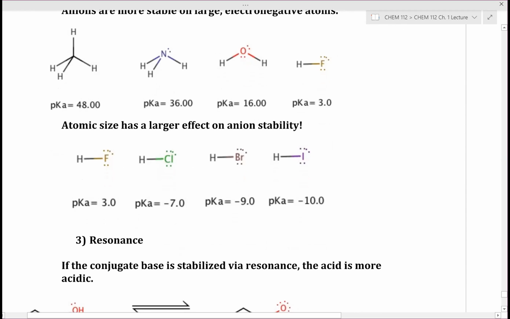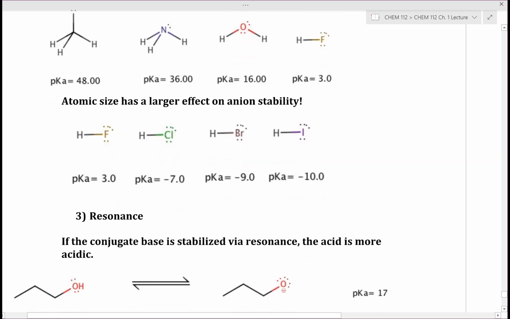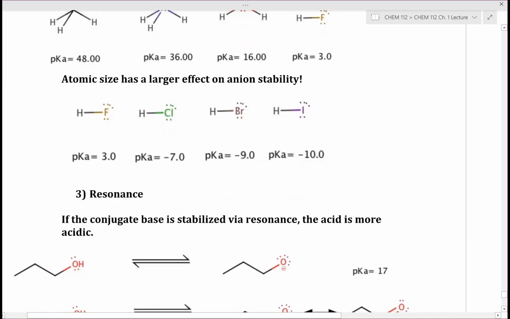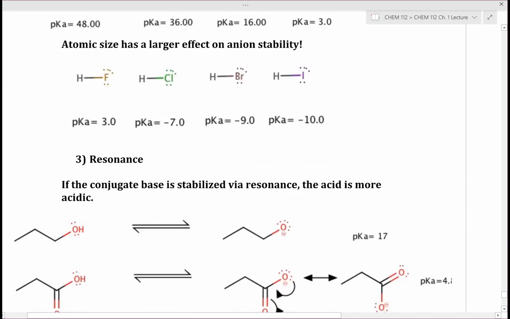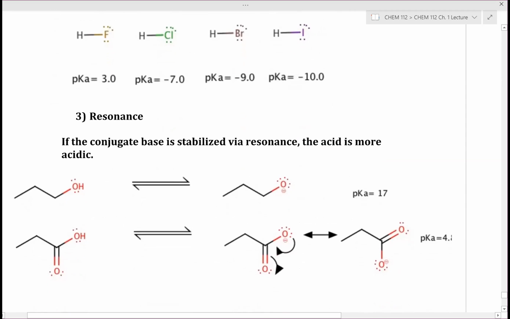Exactly. Likewise, atomic size has a much larger effect than just electronegativity. And as we go from hydrofluoric to hydrochloric to hydrobromic to hydroiodic, in general, as our atom size increases, what happens to our acidity? Increases, yep. Now, the next effect, and resonance can beat out atom effects in certain cases. So resonance effects: quite simply, if the conjugate base is stabilized via resonance, then the acid is more acidic.